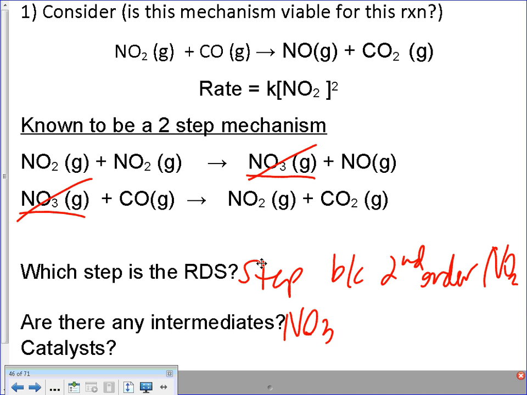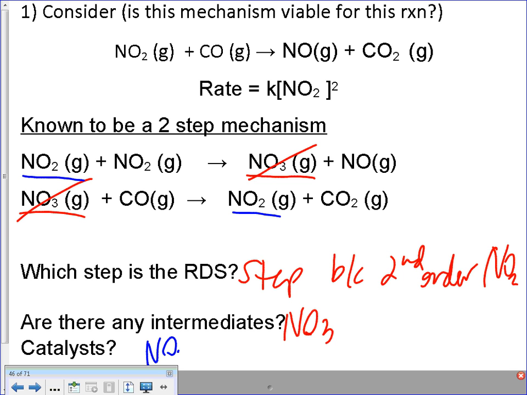Are there any catalysts? So definitely nitrogen dioxide. How do you know that? Specifically, where does it start and where does it end? It actually looks like it's consumed, but it's actually still there. So it's present at the beginning of the reaction and at the end of the reaction. That lies along the definition of a catalyst. It's present early, and it's also present later, meaning it was not consumed. It's not like it was reproduced. It's still there.